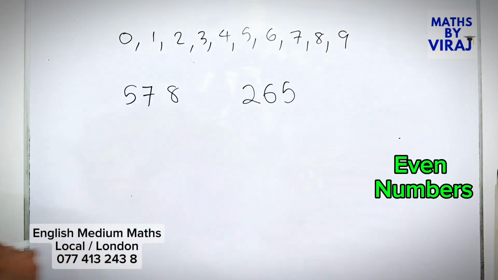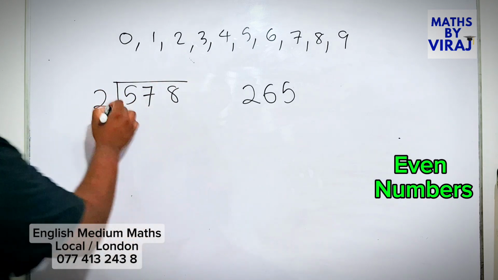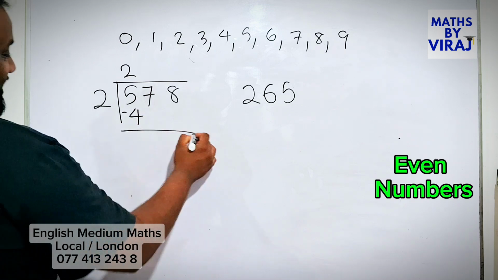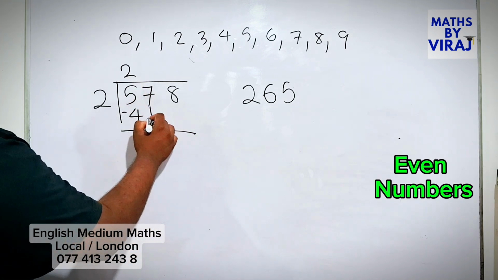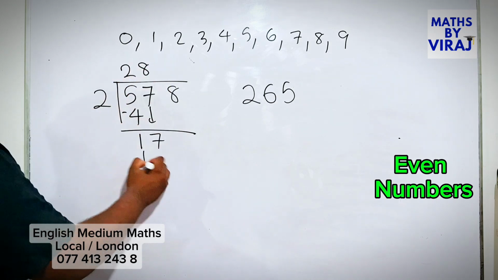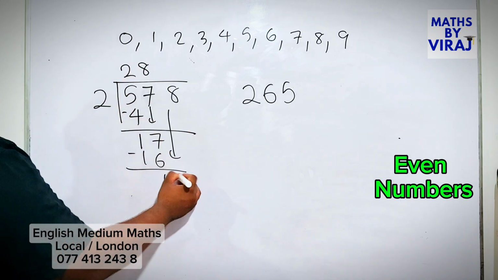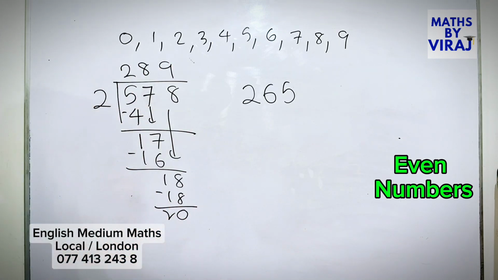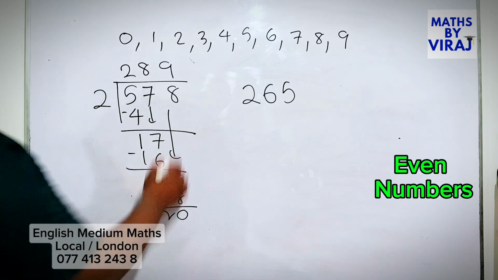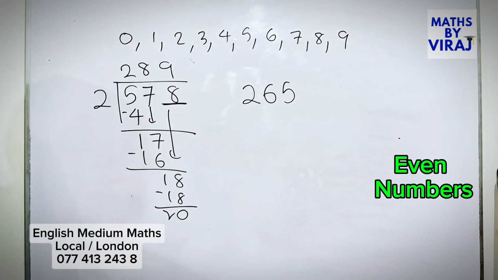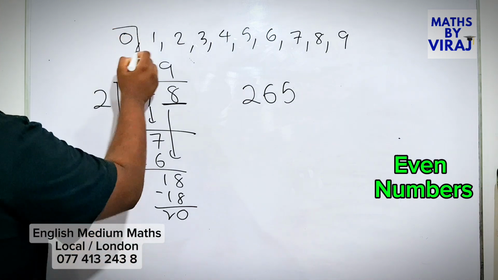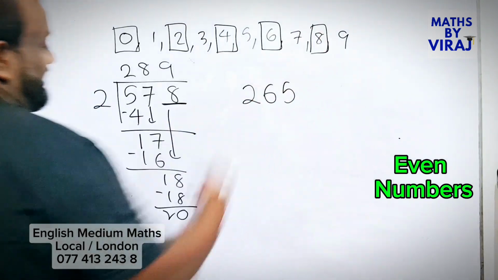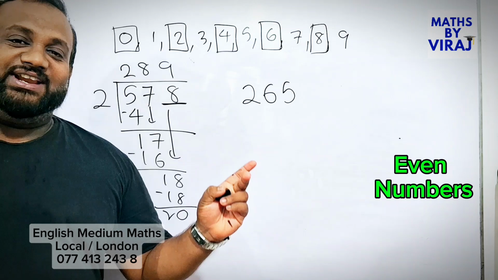Let's look at these two examples. 578, we divide this number by 2. 2 times 2, 4, remaining 5 minus 4, 1. Bring down 7. 2 times 8, 16, 1. Bring down 8. 2 times 9, 18. What is the remainder? The remainder is 0. Also, look at this number. It ends with an 8. What are even numbers? Numbers that end with 0, 2, 4, 6 and 8. So this number ends with an 8. Therefore, it is an even number.